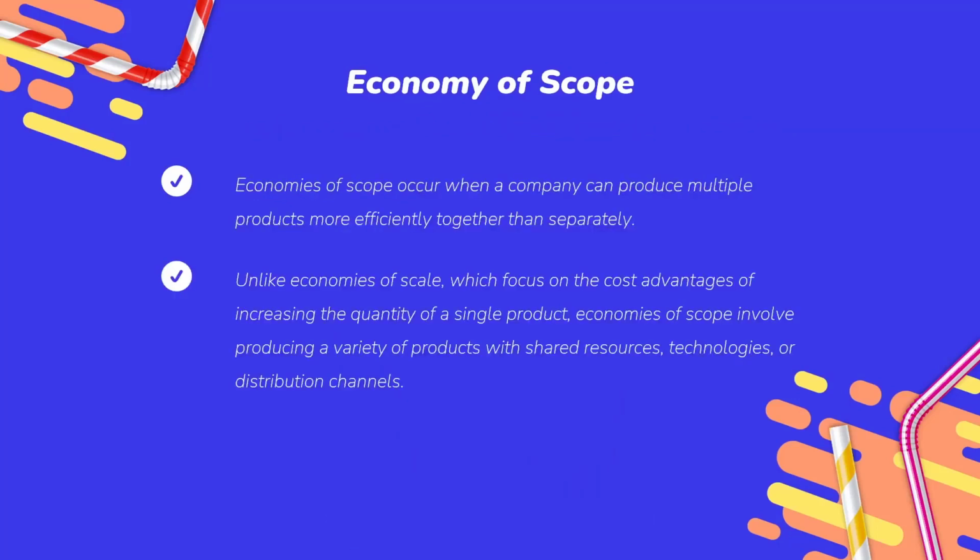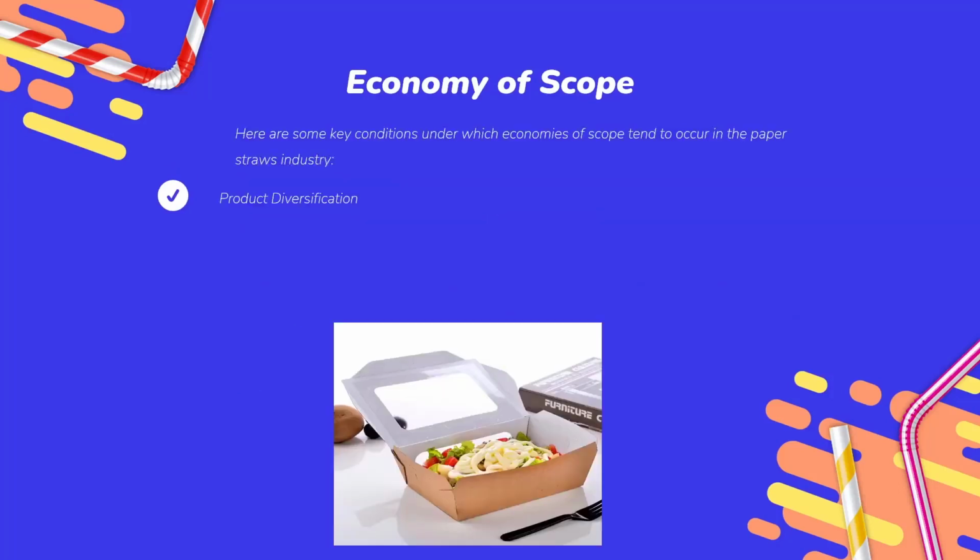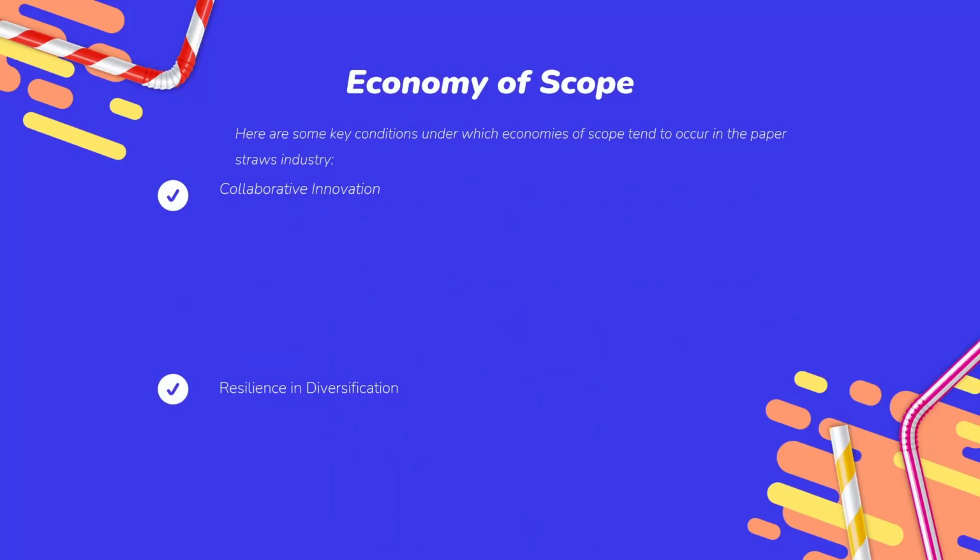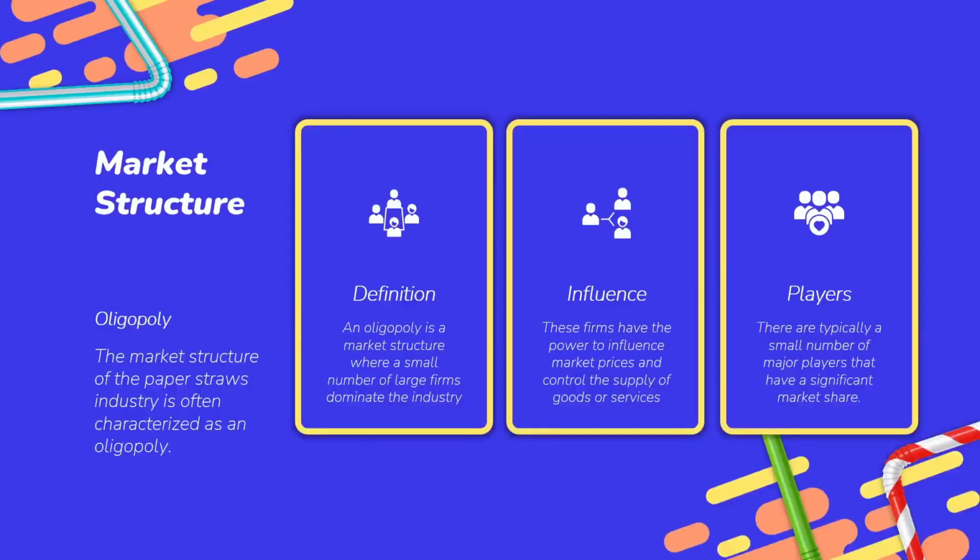Next, we'll talk about economies of scope. The economies of scope come into play when a company efficiently produces multiple products together. We'll highlight how product diversification, collaborative innovation, and resilience in diversification all boost the success of paper straw production.